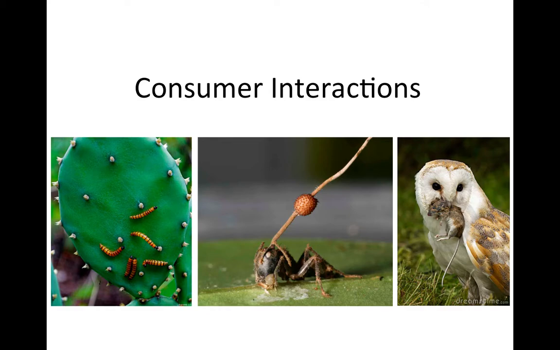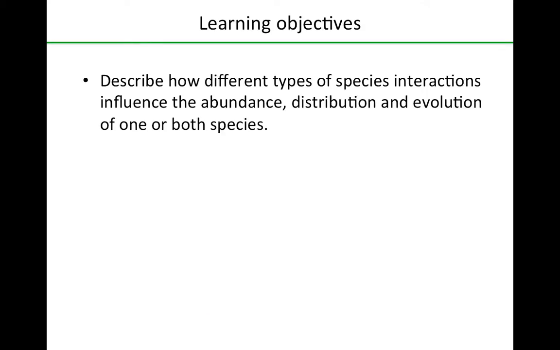So let's get started. The learning objective for this video, and this is one that we had on Thursday as well, is just that I want you to be able to describe how different types of species interactions, in this case consumer interactions, influence the abundance, distribution and evolution of one or both species.